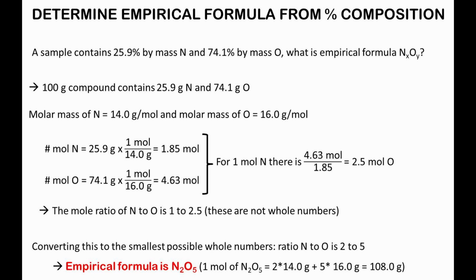The lowest number of moles is 1.85, so divide both number of moles by 1.85. So, for each mole of nitrogen, there is 2.5 moles of oxygen. Since these are not whole numbers, we have to multiply by 2 to find the mole ratio of nitrogen to oxygen equal to 2 to 5. So, the empirical formula of the compound is N2O5. In the next short video, we will show how the molecular formula can be determined.